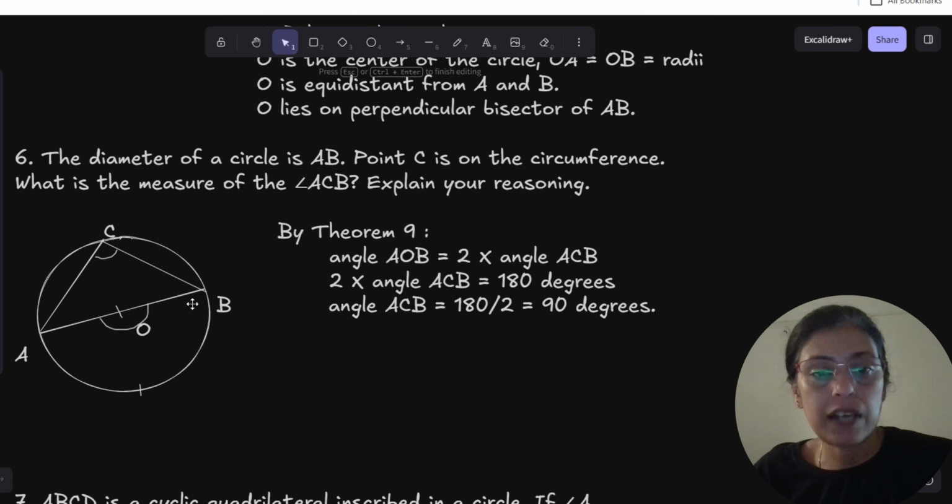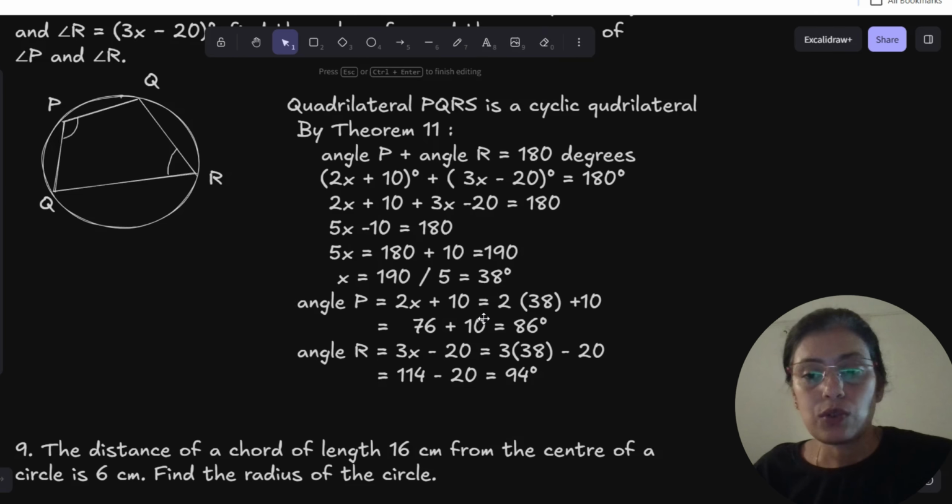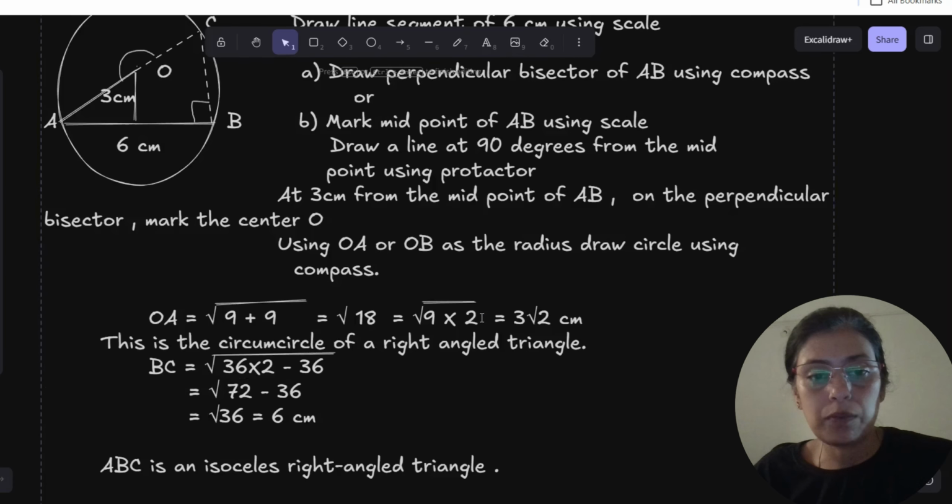See, this is the diameter of the circle. It's AB and point C is on the circumference. So this is 90 degrees, and this is 180 degrees. So that is how we had proven that.